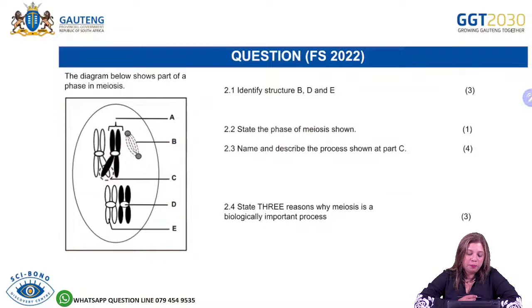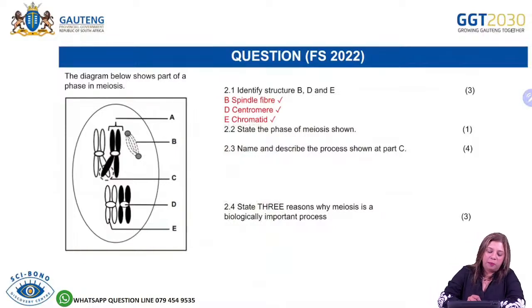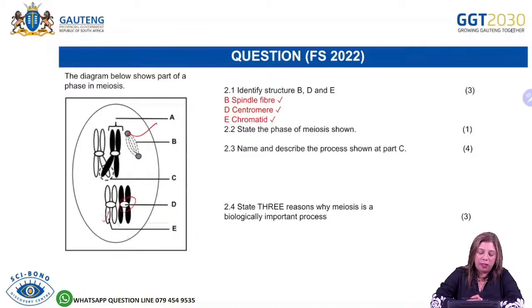So if we continue, here you have a diagram of, we can already see, when we look at a diagram, the first thing we must try and distinguish is what phase is this. The minute I see crossing over, I already know it's prophase 1. And you should too. So if we identify the structures, we know that that's a spindle fiber, we know that that is a centromere, and we also know that that is a chromatid, okay? Which phase? We've already discussed that. We know it's prophase 1. Don't just write prophase, you're going to get it wrong. Because remember, there's prophase 1, prophase 2. Prophase 2 is a patchy appearance.